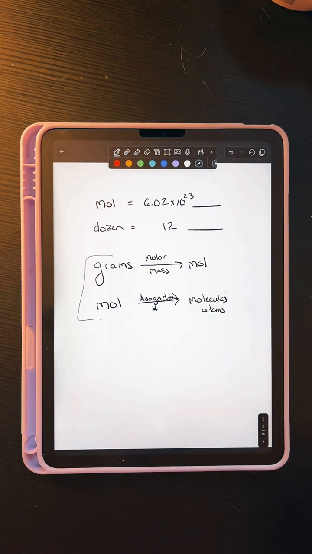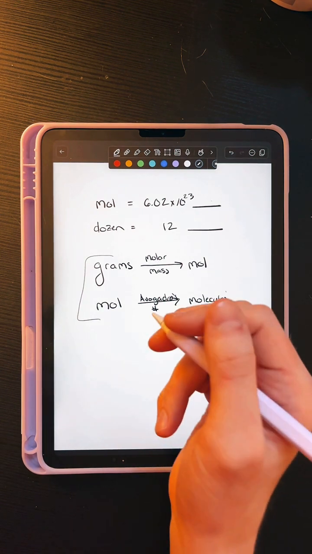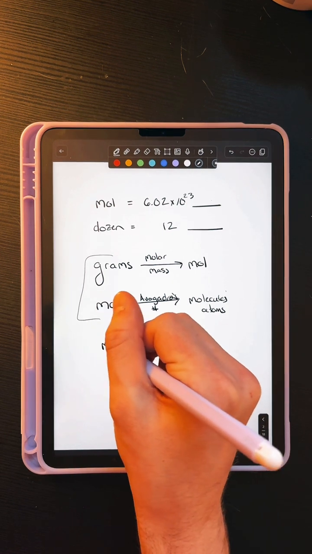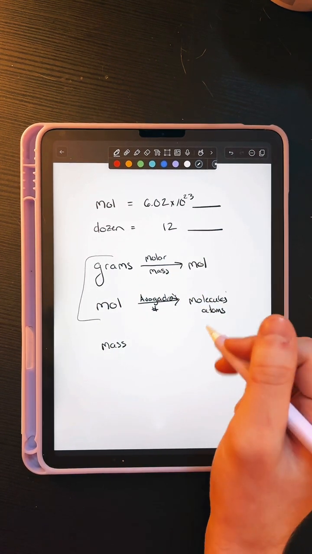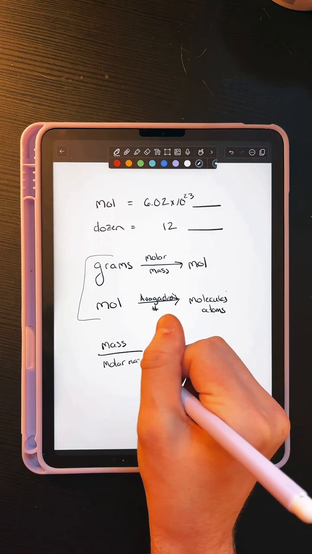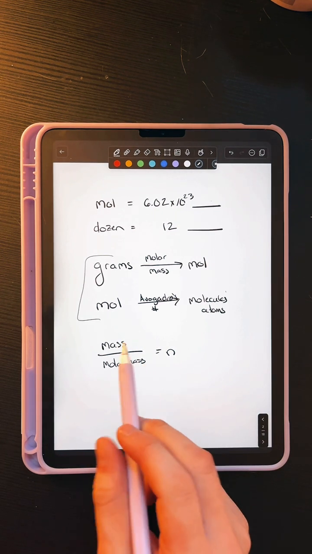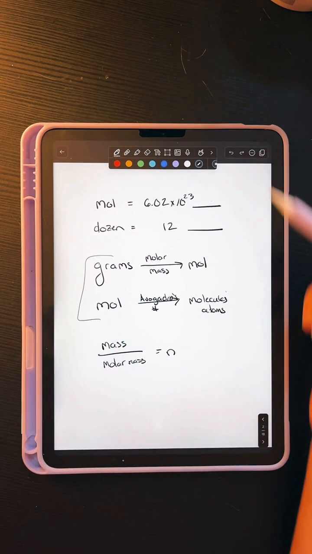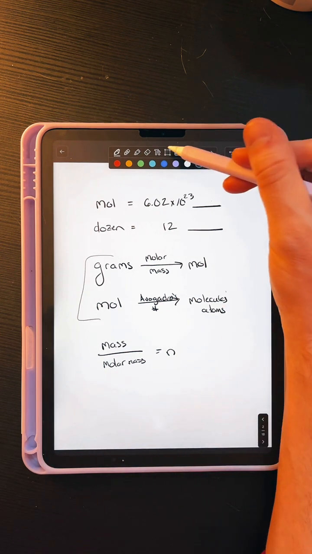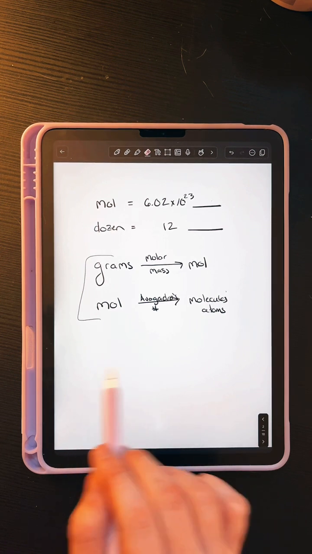A lot of teachers teach this as, oh gosh, I don't even know how they teach it. If you have a mass and you want to figure out moles, you have to divide it by the molar mass, and that'll equal moles. I think that's the equation. It equals mass divided by molar mass. This is a good equation, but I like to use dimensional analysis.